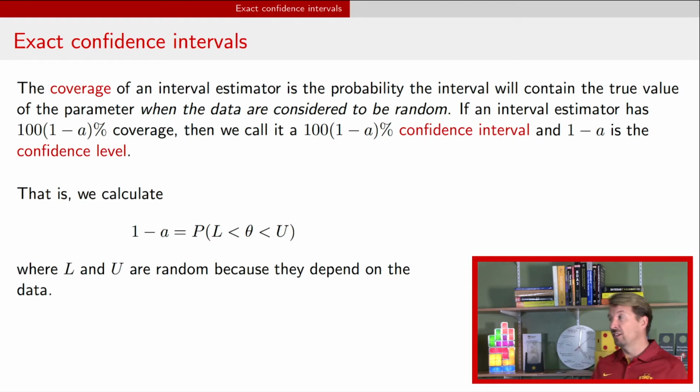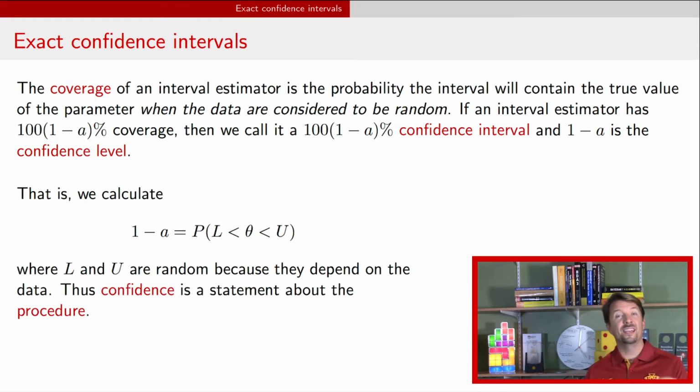But the key in this expression is to recognize that what's random for this discussion is the L and the U. That is, the endpoints of the interval are random because we are collecting different data sets. And we're saying, how often does the interval we construct from those different data sets contain the truth? The key thing to recognize is that confidence is really a statement about the procedure that's being used, and not a statement about a particular data set or a particular parameter of interest, but instead it's a statement about how you're constructing confidence intervals.